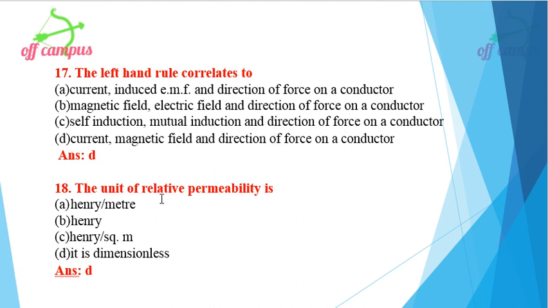Then the unit of relative permeability, four different options are given. The unit of relative permeability is nothing but mu r; there is no unit for relative permeability, or otherwise we can say it is dimensionless. Answer D, it is dimensionless. Option D is the right option.